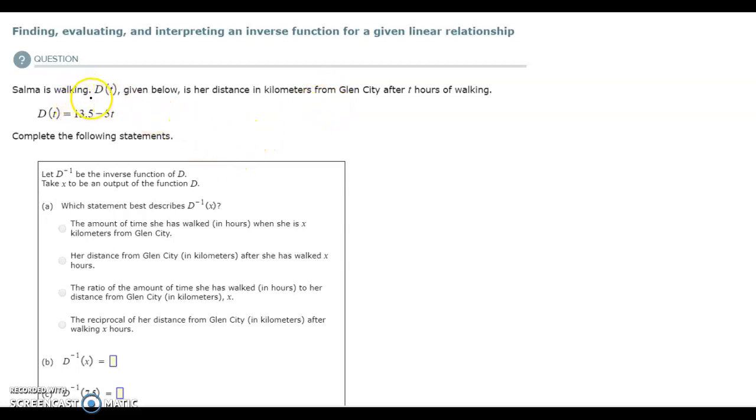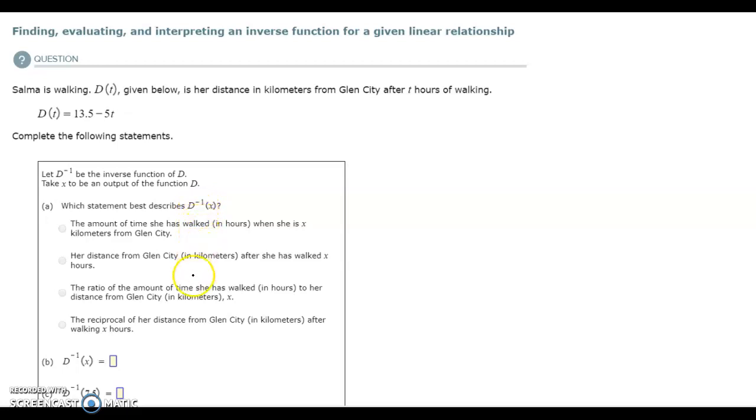Salam is walking. The function d of t given below is her distance in kilometers from Glen City after walking t hours. This is d of t. It says complete the following statements. Which best describes the inverse of d?